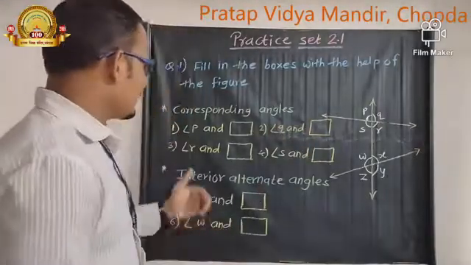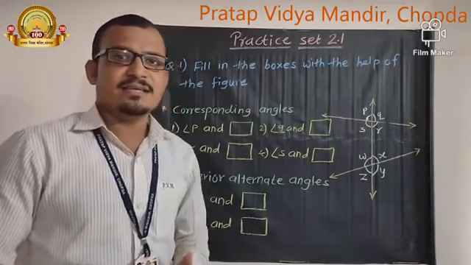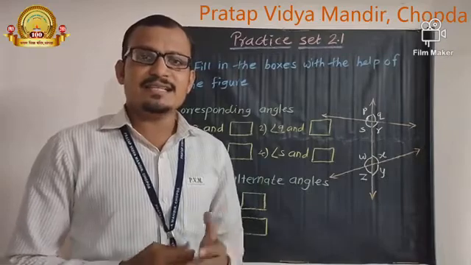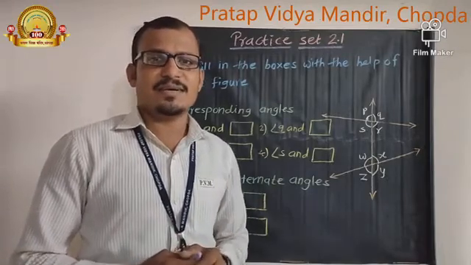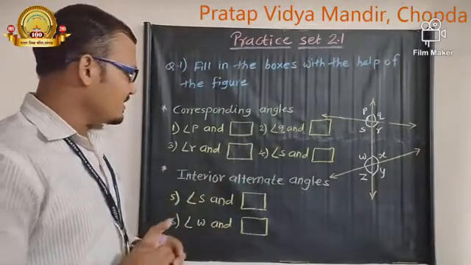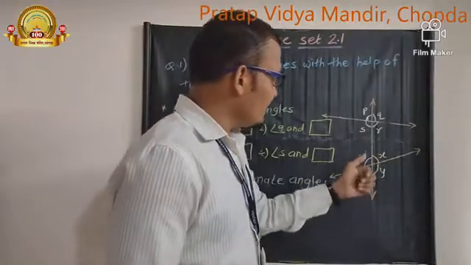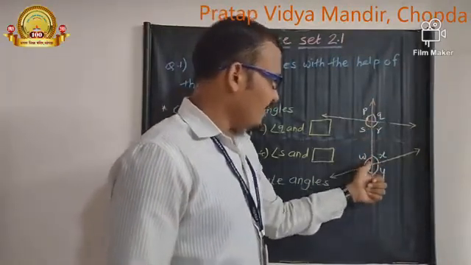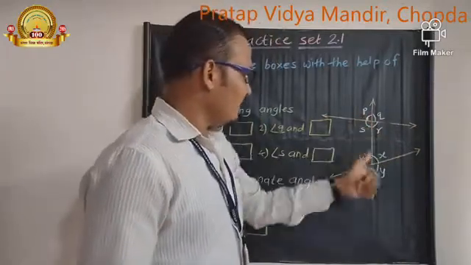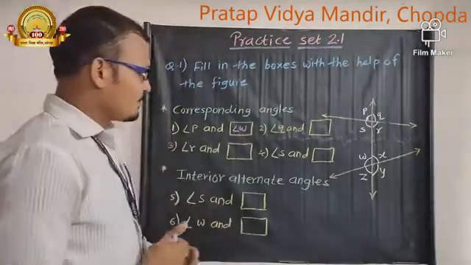So let us start. First one is corresponding angles. Friends, what are corresponding angles? If two lines are intersected by the transversal, then the angles in the matching corners are called corresponding angles. So let us find the corresponding angles of the given angles. First one is angle P. From the figure, clearly angle P and angle W are in the matching corners. So angle P and angle W are the corresponding angles.